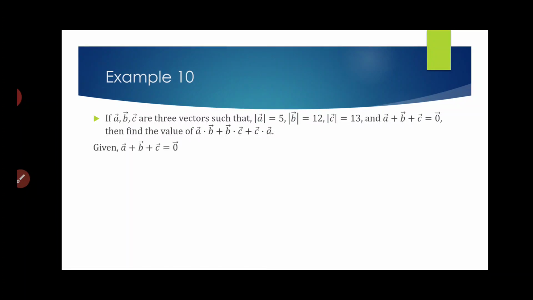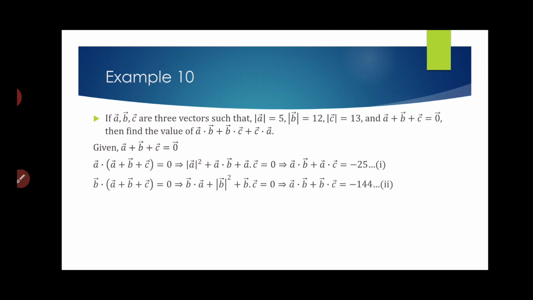So let us begin. It is given that A plus B plus C is 0. So that means if I take dot product of any vector to this vector, then it will be 0. So therefore, A dot (A plus B plus C) is also 0. Now let us remove the bracket and calculate. So now A dot A is basically mod A whole square, and then A dot B and A dot C. So from here I can write A dot B plus A dot C as minus 25. Why? Because mod A is given 5, so mod A square becomes 25. Taking on the other side, it becomes minus 25.